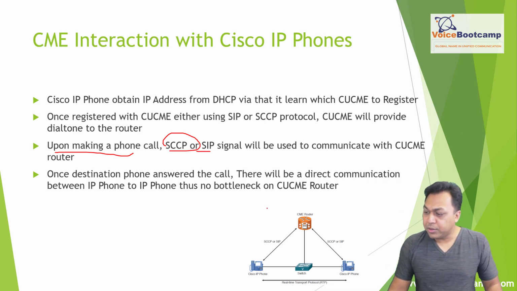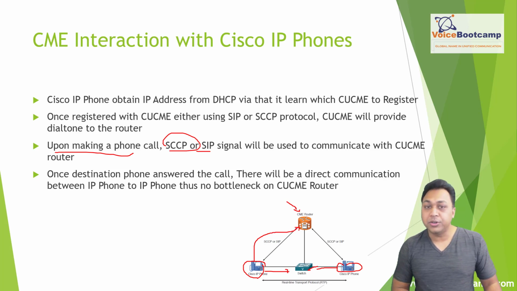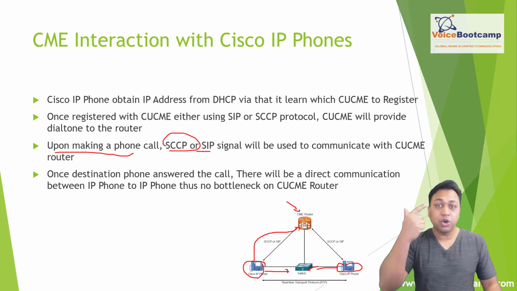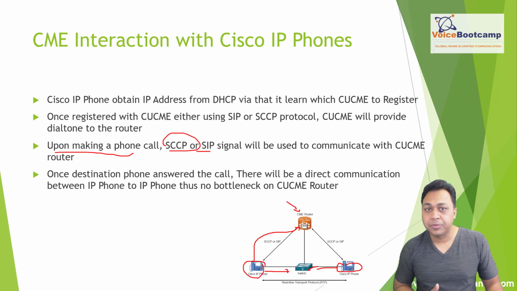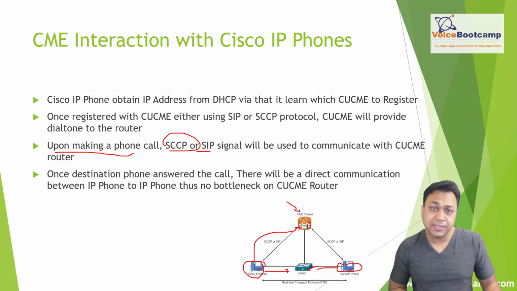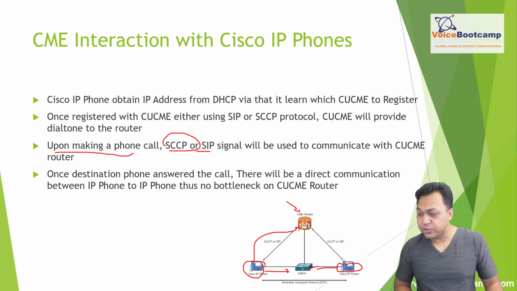Here's an example of a Cisco router that we have, be it a 29, 28, 39, doesn't matter. You have IP phones that are connected to your switch. Both phones are connected to the switch right there. It will send a signal to the router using either SIP or SCCP protocol. There are some advantages of running SIP versus SCCP. We'll talk about that as we go deeper into this course.